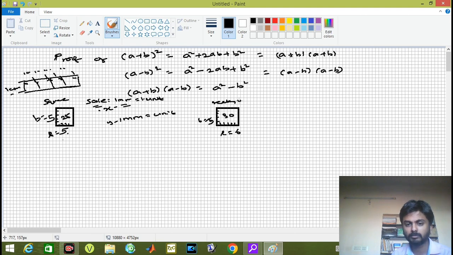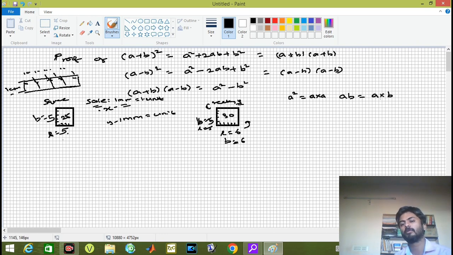Sometimes you can take length equal to 5 and breadth equal to 6, which will give you the same rectangle. If you rotate this figure, you will get breadth equal to 6 and length equal to 5 and you will get the same rectangle. So now you understand the concepts of square and rectangle. By the square, you came to know that a square is nothing but a into a, and AB is nothing but A into B.